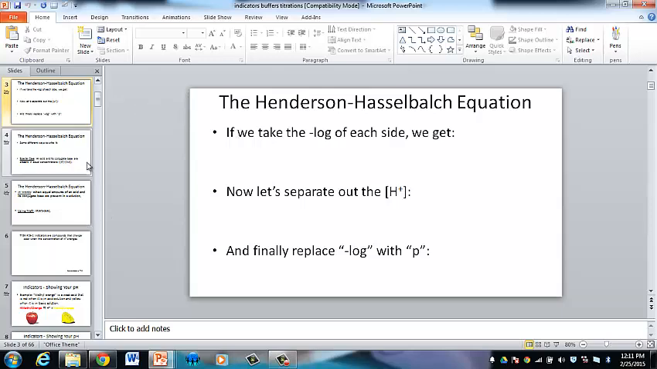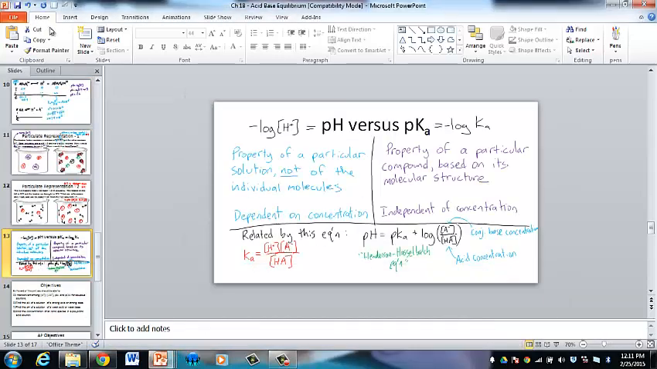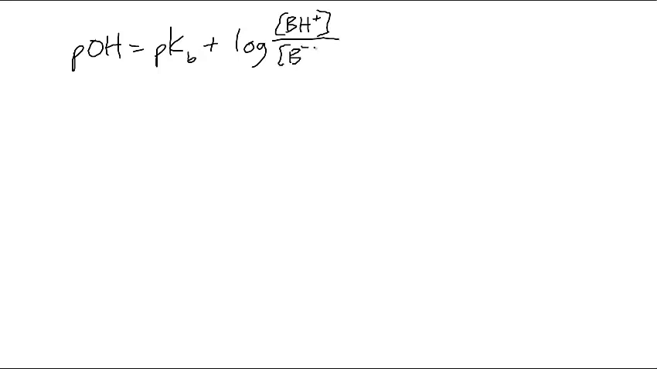Oh, the question is, is there an equation that relates pOH and pKb in the same way? And the answer is sure, definitely. You can write the same kind of equation for pOH, and it would be pOH equals pKb plus the log of conjugate acid over concentration of base. So yeah, that equation exists. We just tend not to use pOH. pH tends to be the number that we focus on.